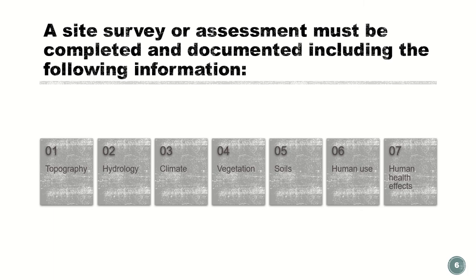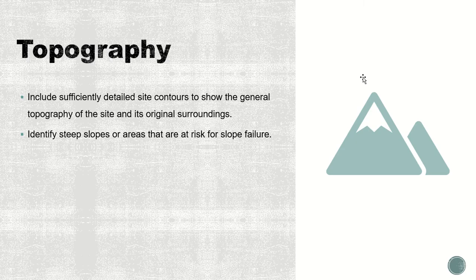Okay, next. A site survey or assessment must be completed and documented that includes the following information. There are 7 of them, which are topography, hydrology, climate, vegetation, soils, human use, and human health effects. Alright, let's go ahead and start with topography.